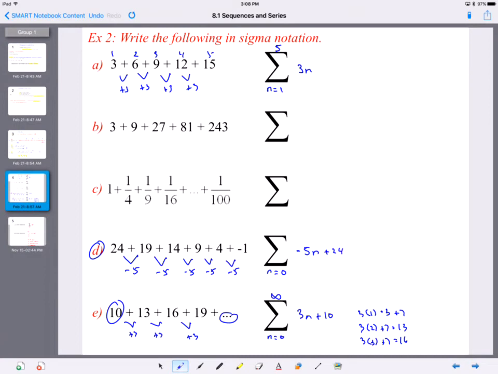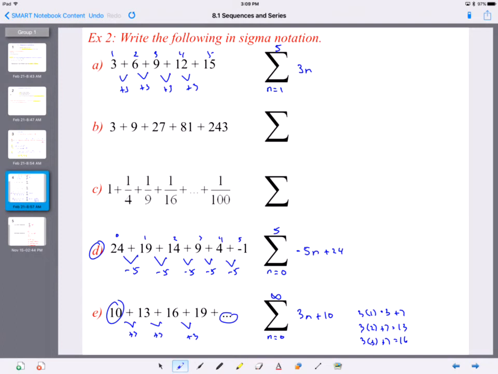Will that work for everyone? Once again, yes. When you plug in 1, it's going to be negative 5 plus 24, 19. Plug in 2, negative 10 plus 24, 14. And you're going to go all the way. So if you start at 0, this would be 0, 1, 2, 3, 4, 5. So you're going to go all the way up to 5. That's a total of 6 terms when you start at 0.